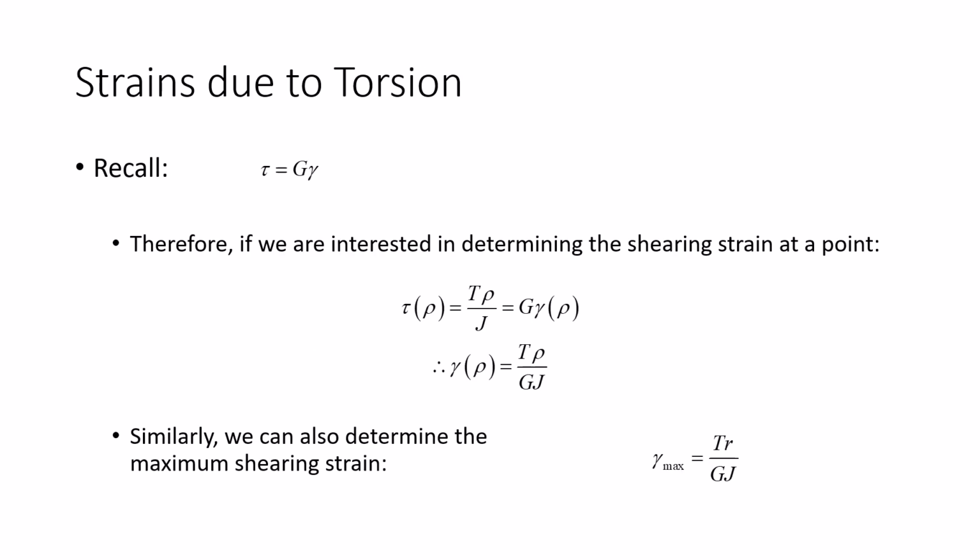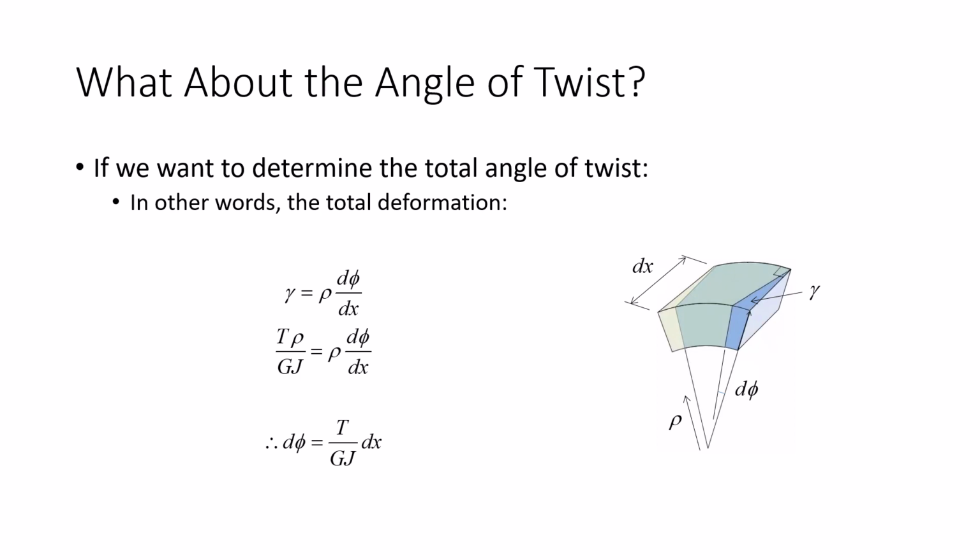So, now that we have this term for J, remember we can relate stress and strain. Now we have a function for stress, we have a function for strain. We can determine maximum strains. If we wanted, we could integrate this to determine the angle of twist.